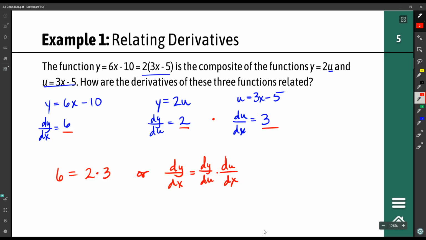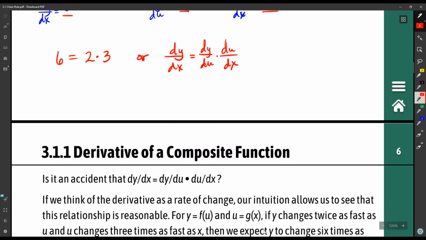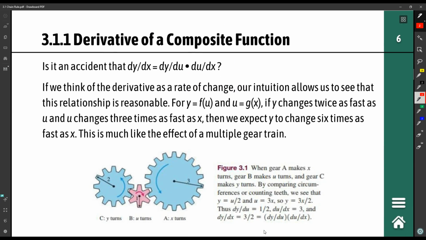So we might have the start of a rule here. Is this relationship, this dy/dx equals dy/du times du/dx, a coincidence, or is that the way it will always be? So it turns out it's not just a coincidence. That's the basis for what we're going to call the chain rule and the way that we're going to differentiate composite functions from here on out.